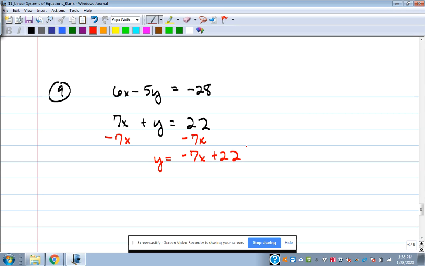So we've got the second one now with y by itself. Doesn't matter which variable you solve for, just pick one, and we pick the easiest one there. And then we're going to take that stuff and do what with it? Plug it in the place of y in the first equation. So it's going to have only x's in it.